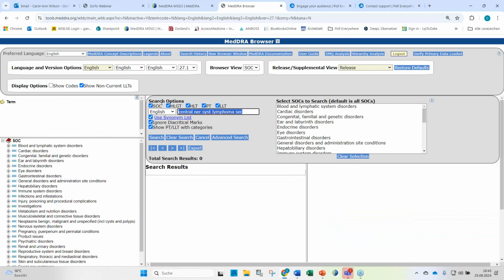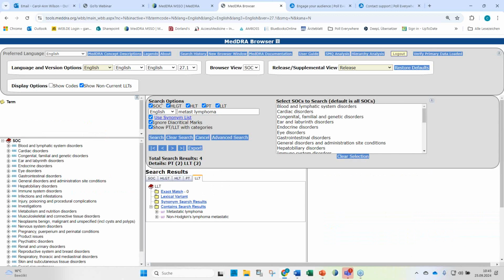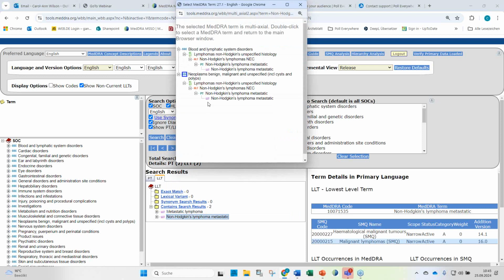So another option in the poll was metastatic lymphoma, because we could consider the spread into the brain as a metastasis, but here is the non-Hodgkin's lymphoma metastatic. Go to browser. This would be too vague because our verbatim really provides the specific histology of the lymphoma. And the same holds true for this one and also the metastatic lymphoma.